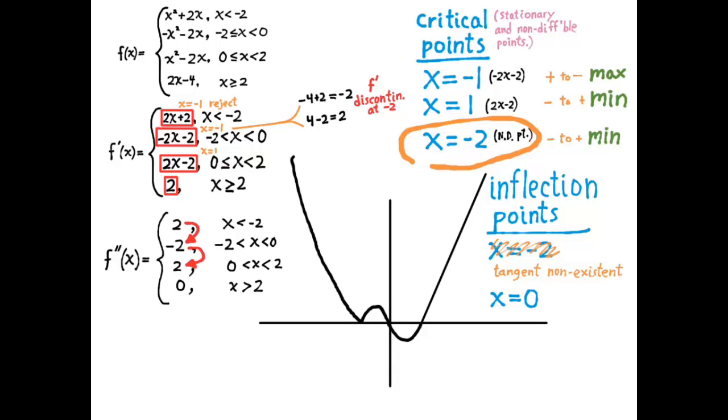So that's what the graph of f looks like, and just as we predicted, it has 3 critical points. X equals negative 1 is right here, corresponds to a maximum. X equals positive 1 is right here, corresponds to a minimum. And x equals negative 2, the non-differentiable point, corresponds to a minimum. So everything we predicted is seen in the graph of the function. We're brilliant.